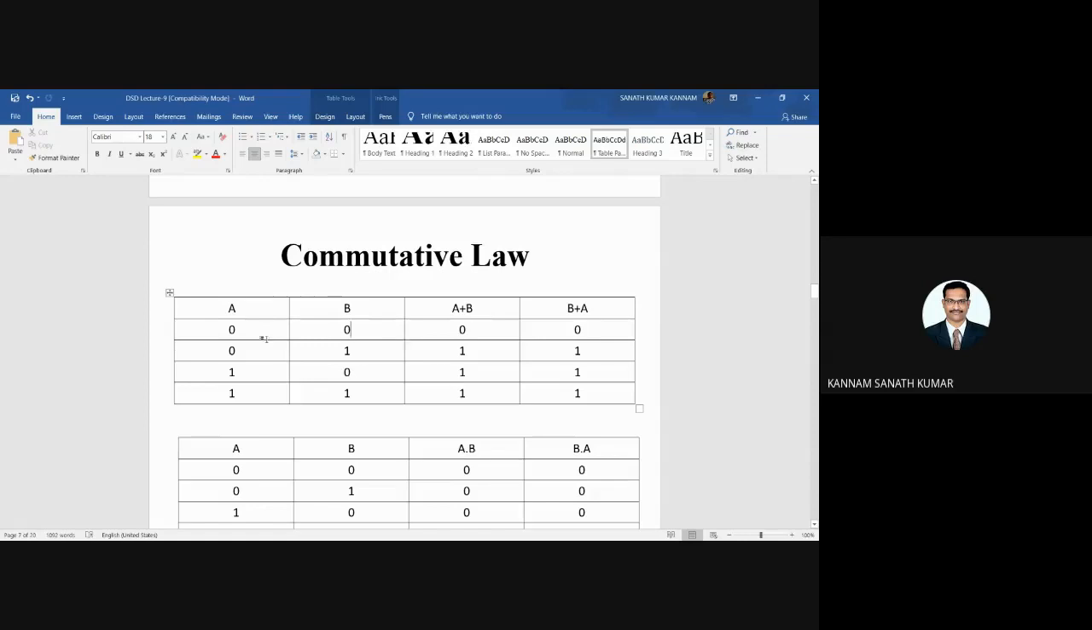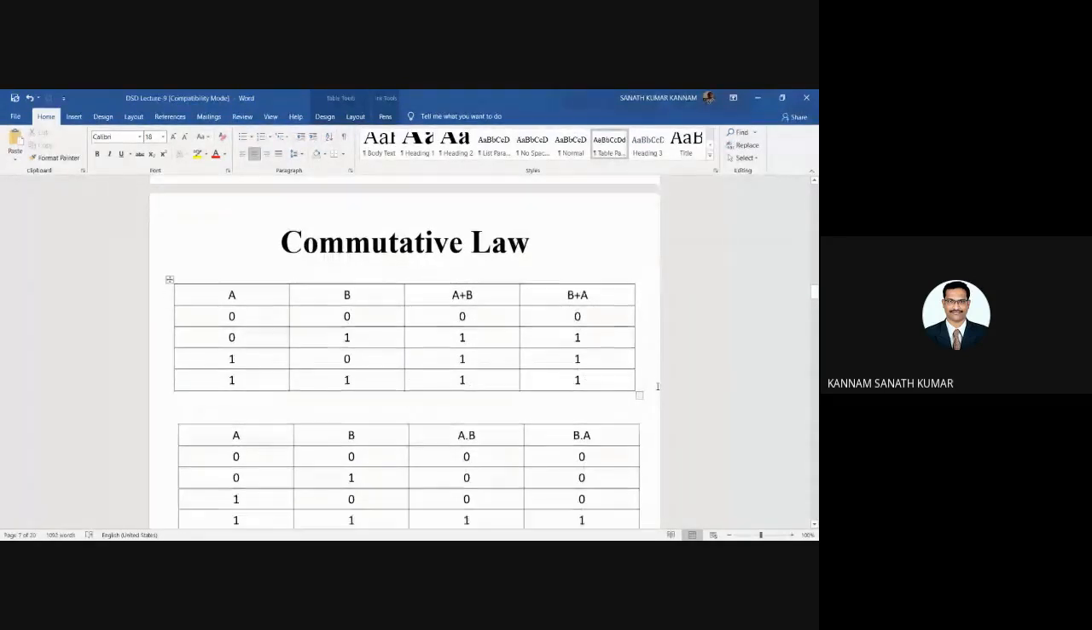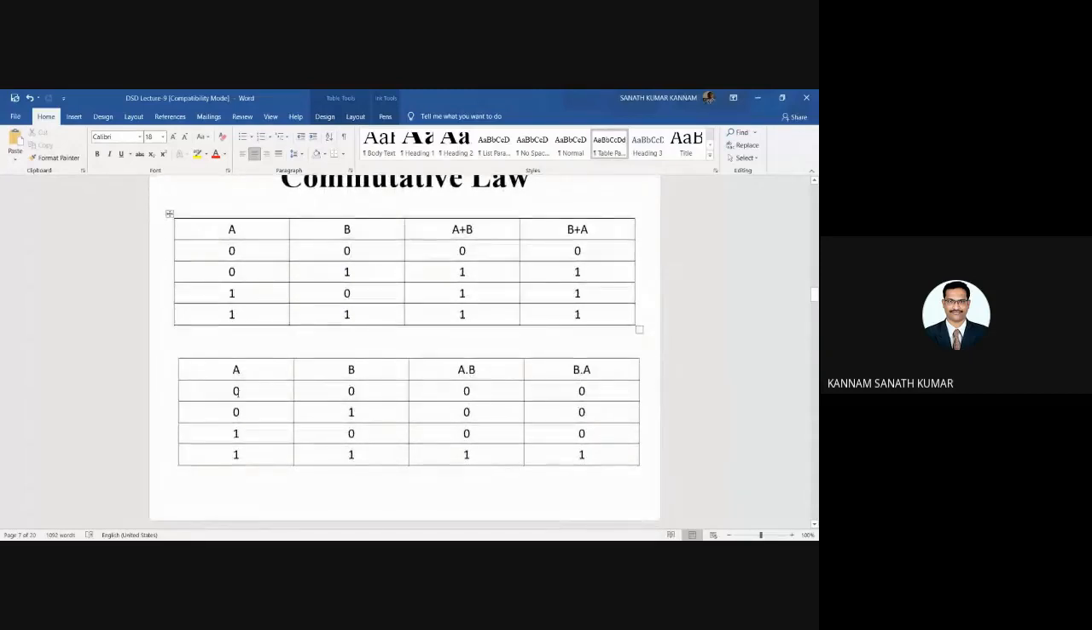So when any input is 0, you are getting the output as 0, and an input is 1, you are getting output as 1. So here, if you observe A plus B and B plus A, both outputs are the same, no? So 0 1 1, 0 1 1. So it says that A plus B equal to what? B plus A.